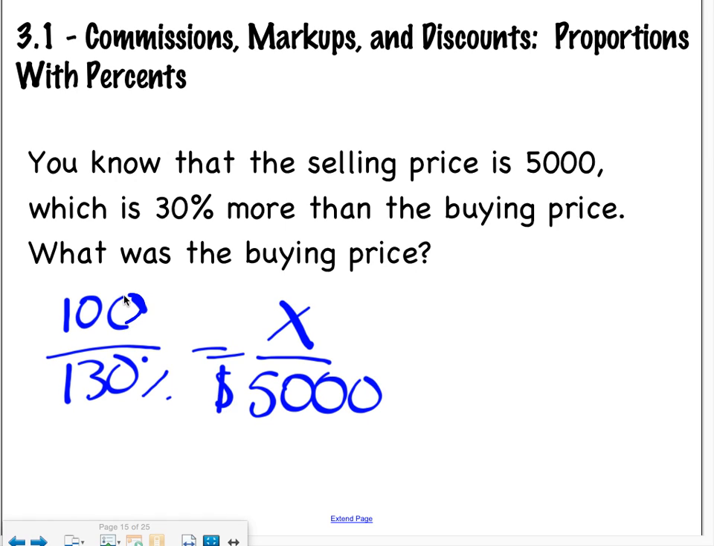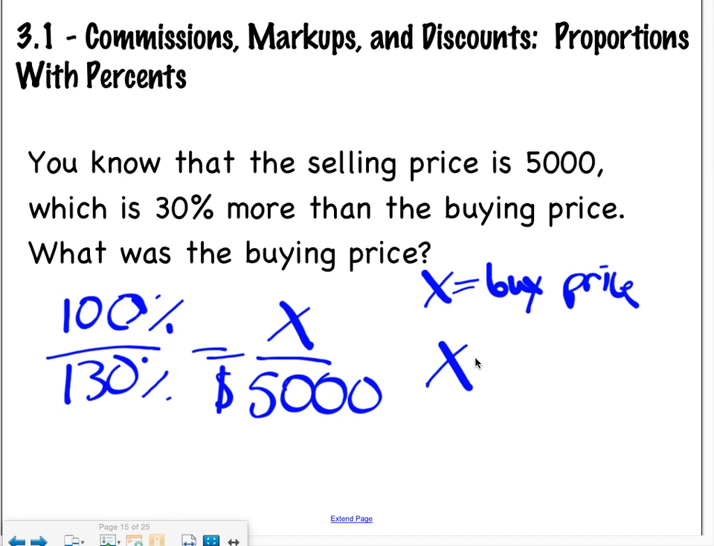Okay, so the reason why you can set it up this way is because $5,000 is 130% of, or 30% more than X, which is the buying price. So if X is 100% of the buying price, where X equals the buying price, well then $5,000 is 130% of the buying price, because it's all the buying price, which is 100%, plus the markup, which is 30% more.